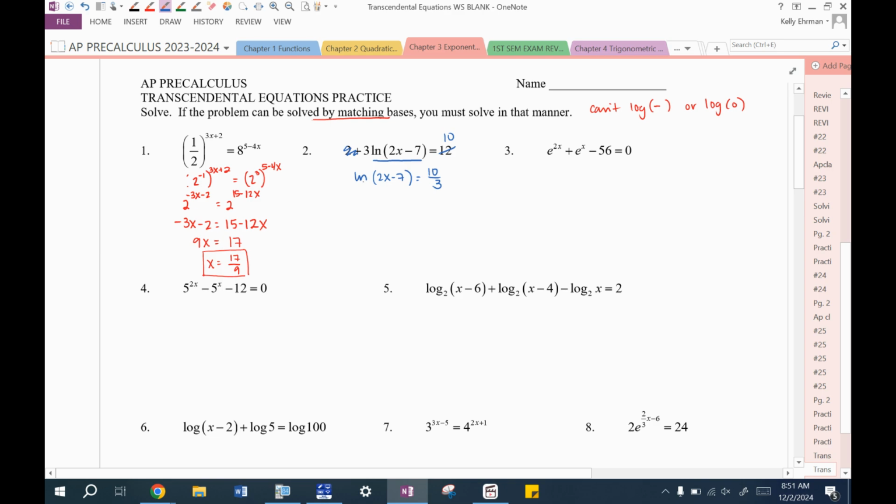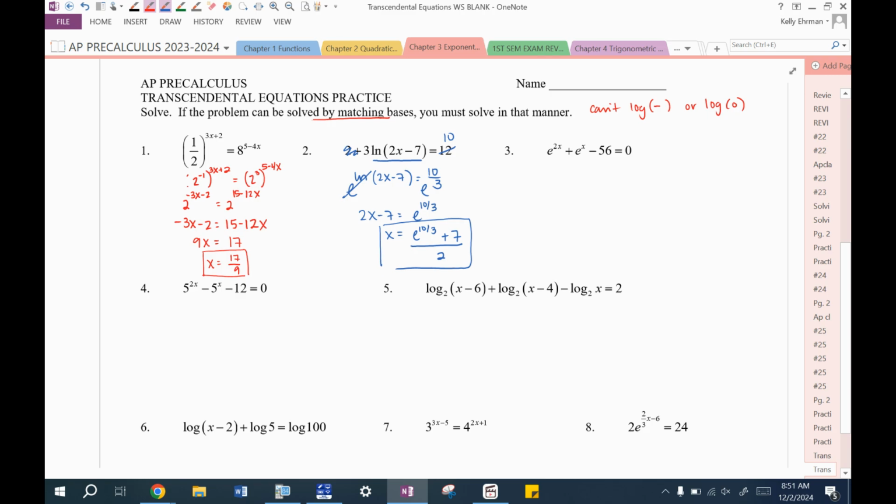And then to get rid of the natural log, you base e both sides. So if you do that, the base e cancels out the natural log, and you're left with 2x minus 7 equals e to the 10 thirds. We're not using a calculator, so just leave it like this. And then solve for x. So now it's a 2-step equation. So add 7 and then divide by 2. So you're adding 7 first, and then divide the entire thing by 2. So that's your final answer.